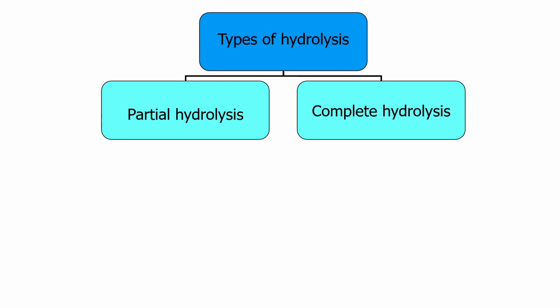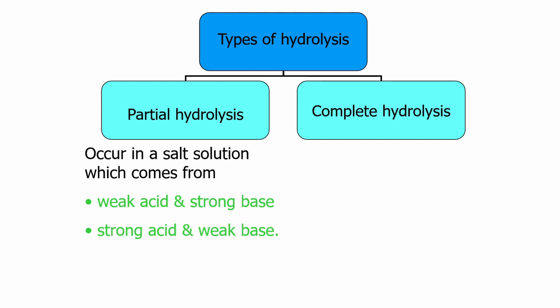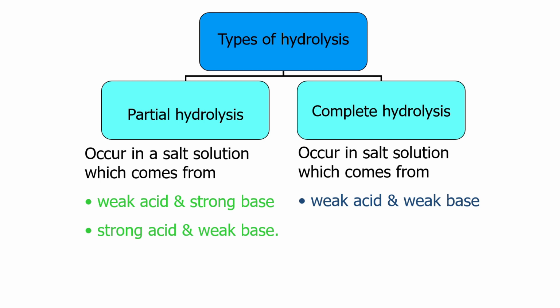Next, kita tengok type of hydrolysis. So type of hydrolysis, okay, kita ada berapa jenis hydrolysis? Dua jenis hydrolysis. Kita ada partial hydrolysis and complete hydrolysis. So what is partial hydrolysis? The term partial bermaksud separa. So partial hydrolysis occurs in salt which came from weak acid and strong base ataupun strong acid and weak base, which is yang kita dah buat sebelum ini, ataupun complete hydrolysis. So complete hydrolysis occurs in salt which comes from weak acid dan juga weak base. So it's very simple one.